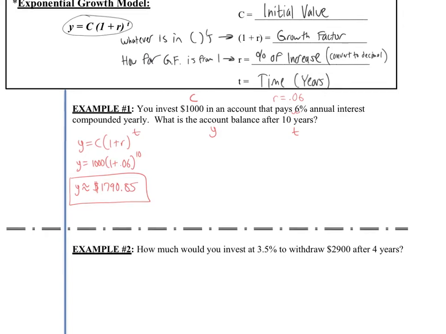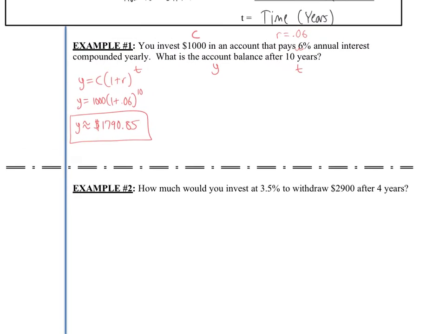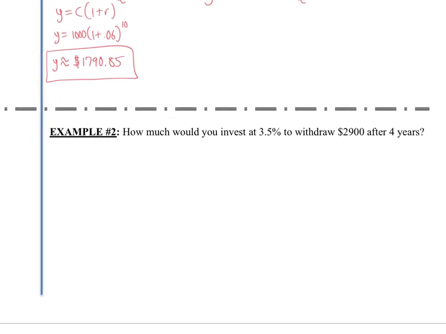Now, example 2 is a little bit trickier, all right? This one is not looking for Y, we're going to be looking for C. Okay, well, I kind of gave it away, but let's go through this, okay? How much would you invest at 3.5% to withdraw $2,900 after 4 years? So with these kind of problems, you have to be careful if you're looking for Y for the end result or C, the starting amount.